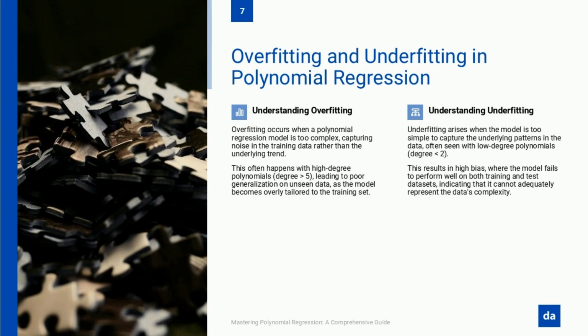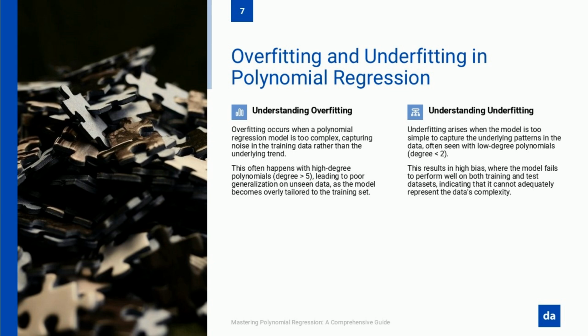Another useful approach is to analyze residual plots. In an ideal model, the residuals should be randomly distributed around zero. If there is a noticeable pattern in the residuals, such as a clear curve or structure, it may indicate that the model is underfitting and needs a higher degree. If the residuals are widely scattered or show extreme variations, it may be a sign of overfitting.